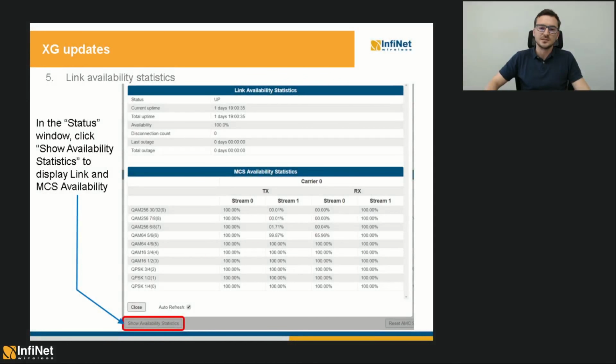The link availability statistics are also present since version 1.7.0 of the XG firmware. As you can see in the screenshot, you can use the Show Availability Statistics button, which is located in the status window, to display the link and MCS availability. The statistics are displayed for the vertical and horizontal polarized streams at each modulation and for both sides of the link.